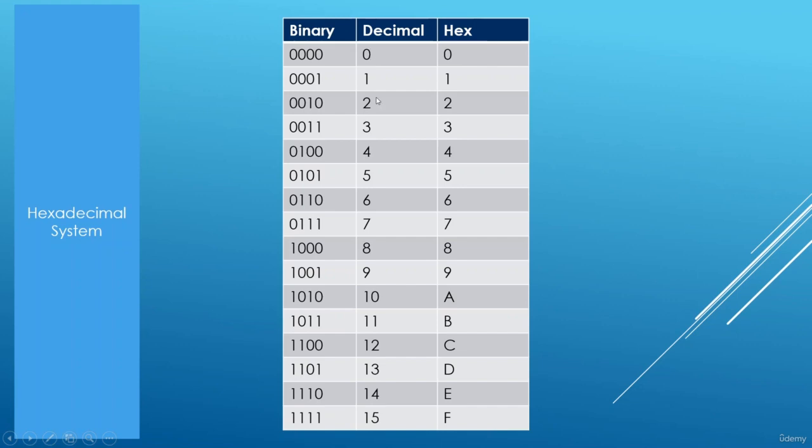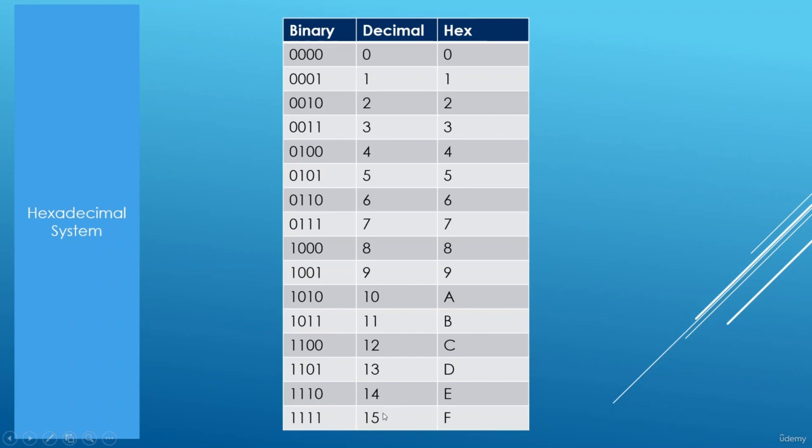And you can see that if we go up to 9, this is really similar to what we have in the decimal number system. But once we hit 10, we're going to represent that with an A in hexadecimal. 11 is going to be B, 12 is going to be C, 13 is going to be D, 14 is going to be E, and 15 is going to be F.